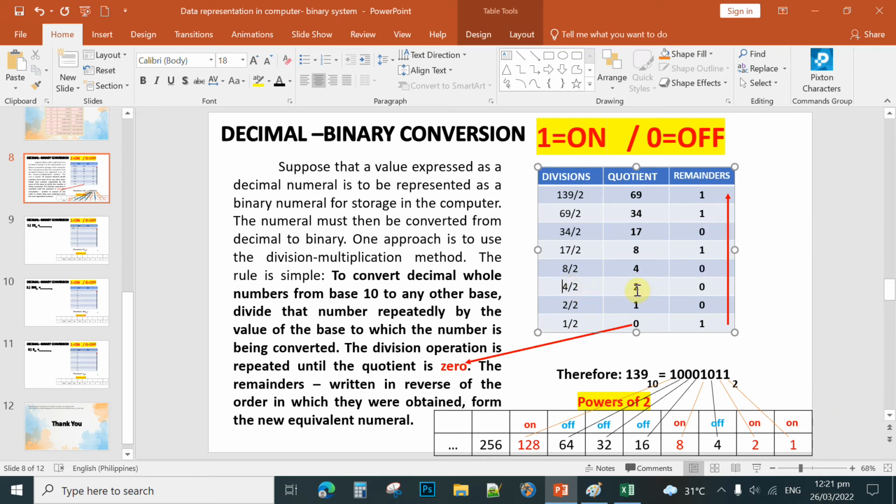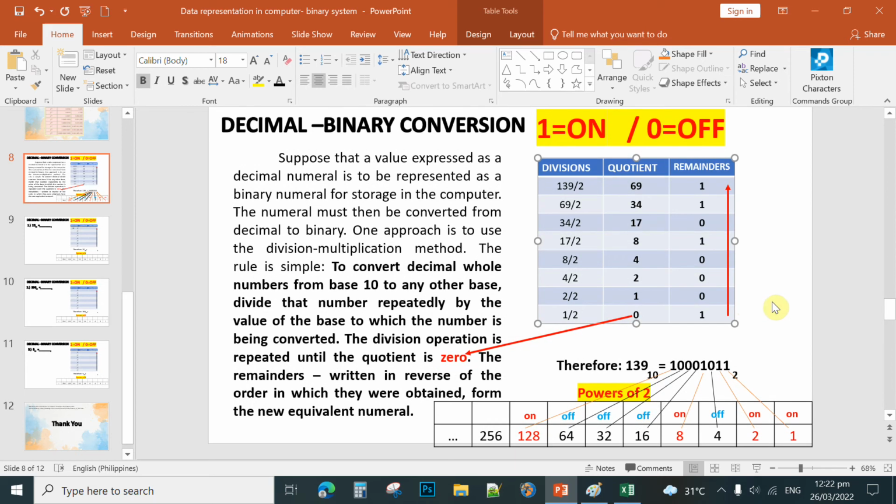Next, 4 divided by 2 is 2, and there is no remainder because 2 times 2 is 4. Then you copy again the 2 here, then divide by 2, that's 1, with no remainder. Okay, the last one, 1 divided by 2 is 0, remainder 1. It will always stop at 1 divided by 2, where the quotient is 0 and the remainder is 1. Do not be confused with the last one. Since the rule says you stop the division if the quotient becomes 0, this time you stop the division.